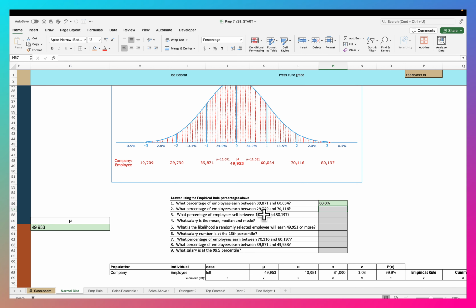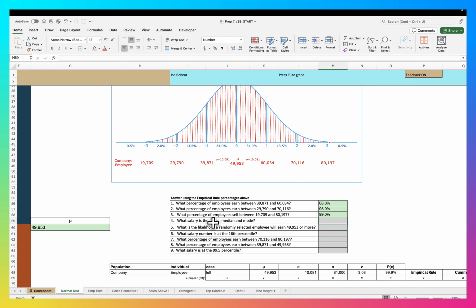What percentage earn between around 30,000 and 70,000? So there's the 30,000, that's 2 standard deviations. There's the 70, another 2. So it's going to be that 68 plus the 13.5 and 13.5, it's going to be 95. And then between around 20,000 here and 80,000 here, that's another 2 plus 2 is 4%, so we get to 99. That's why it's called the 68, 95, 99 rule, the empirical rule, depending on how many standard deviations you are away from the mean.